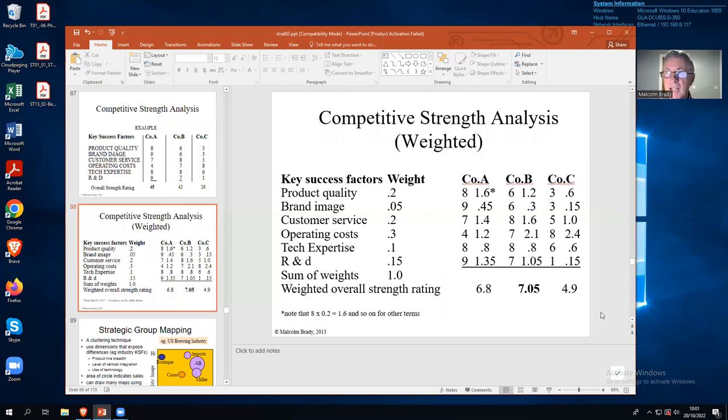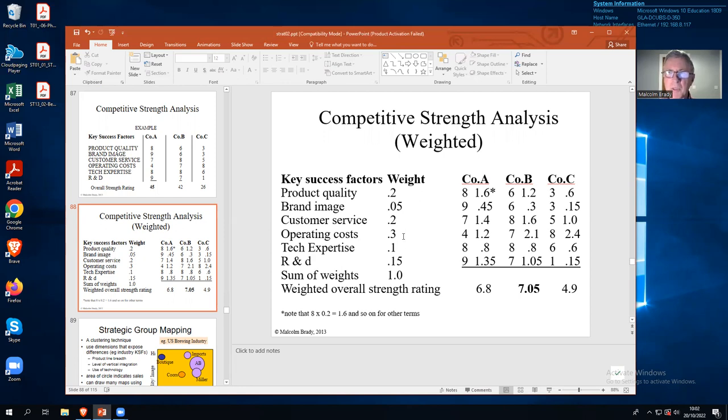The next slide is a similar analysis, but this time we're using a weighted average, a weighted calculation. So in this case, we have the same firms, same raw scores as the last time. These three columns here are the raw scores, and same key success factors, so same dimensions that we're measuring the firm against. Okay, except this time now we're distributing the importance of each factor, where we're using a weight to indicate the importance of each factor. And these weights sum up to one, okay? And they indicate which factors are important, which are not. So we can see here that 0.3 out of one, so this operation cost counts for 30% of the weighting. So this is the most important factor in your view, okay?